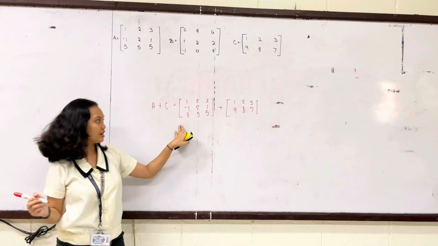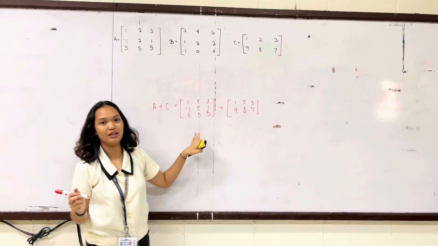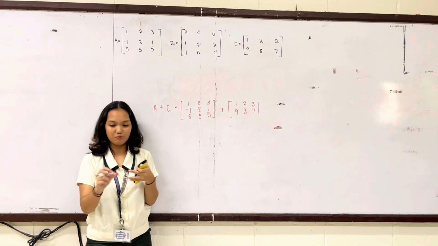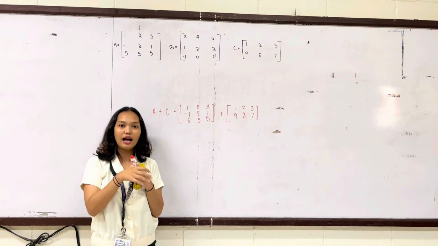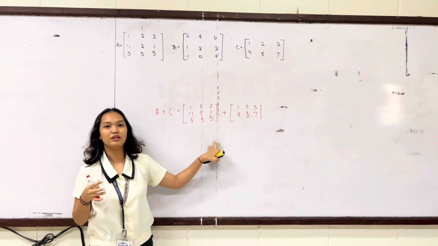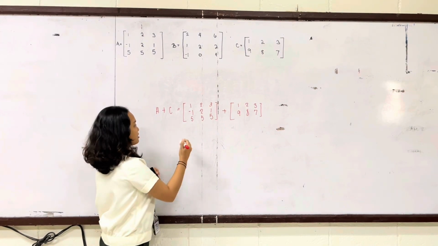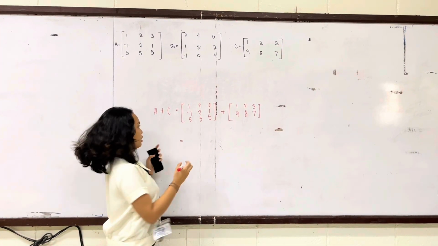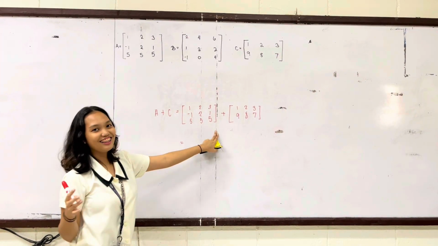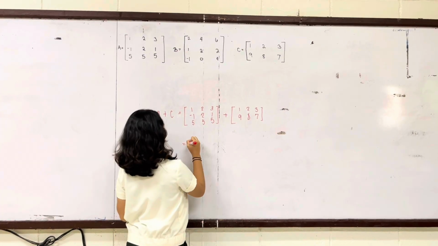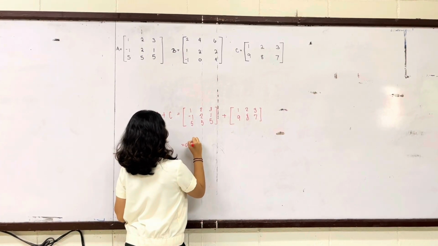So as you can see, we cannot add these two matrices because matrix A is a 3 by 3 matrix while matrix C is a 2 by 3 matrix. The rule for adding or subtracting matrices is that we can only add or subtract when these two matrices are the same dimension. Meaning, there is no answer because we cannot add these two matrices. So the answer is cannot be solved.